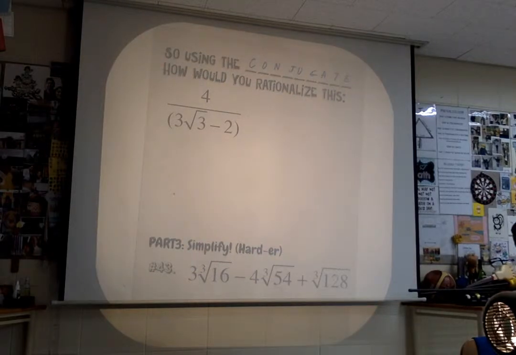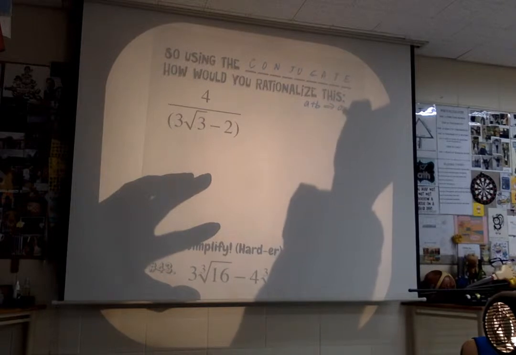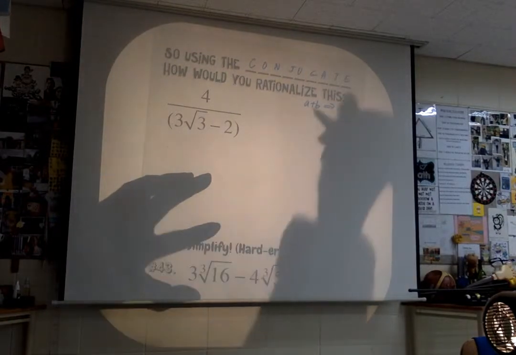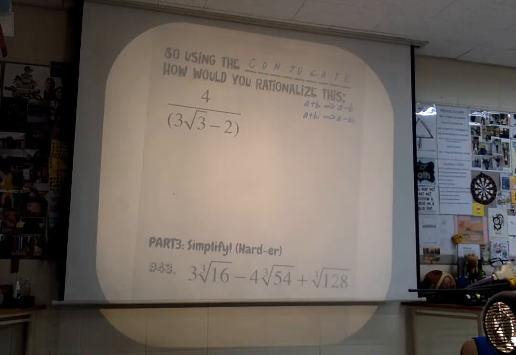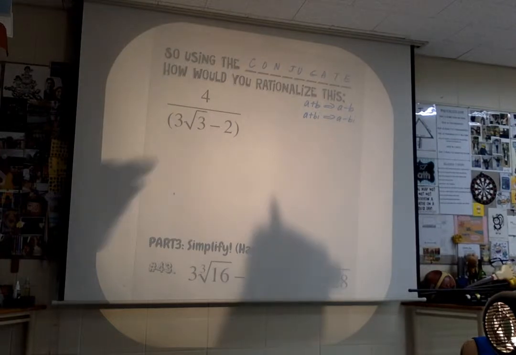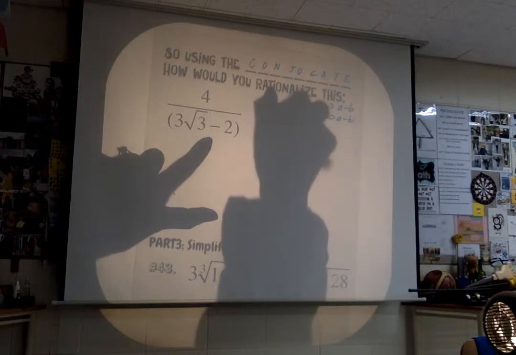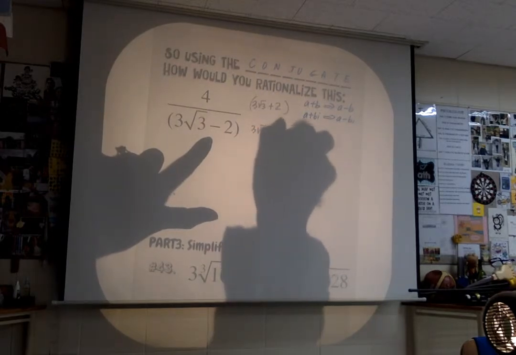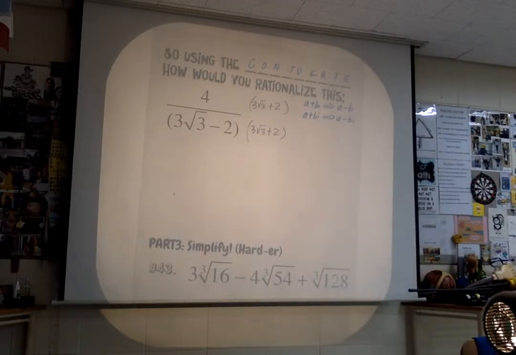Conjugates, okay, using conjugates. So remember, you guys, the conjugate of a plus b becomes a minus b. And you remember a long time ago we did complex numbers, a plus bi, its conjugate is a minus bi, right? So just remember those, okay? Same thing with conjugates for radicals. What's the conjugate of 3 root 3 minus 2? You got it. It's 3 root 3 plus 2. The a stays the same, the b changes, okay?